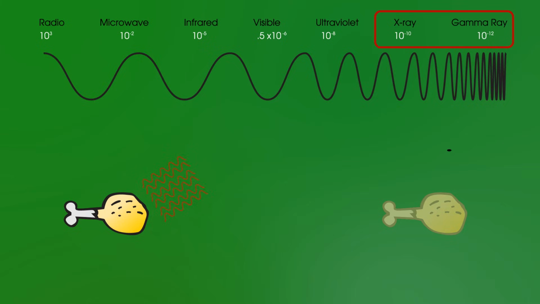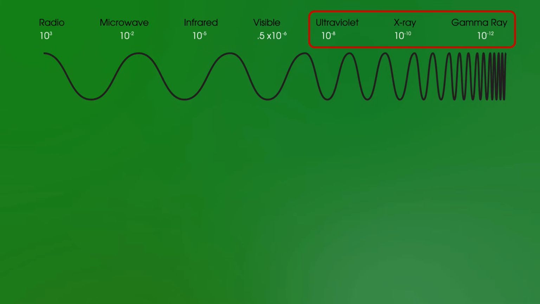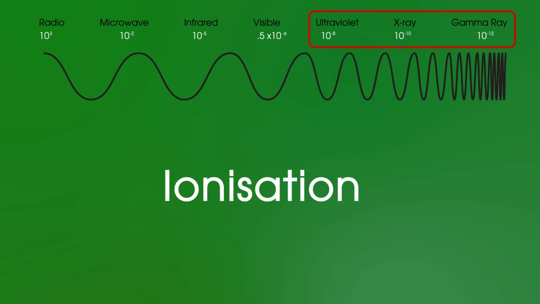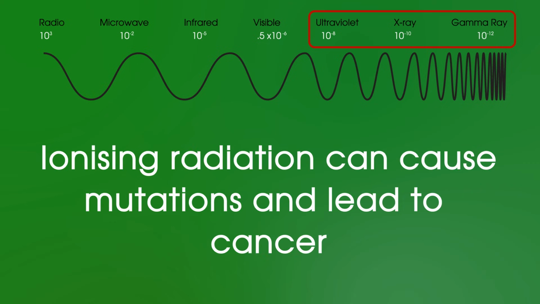Now, this is the high energy part of the spectrum, so there are dangers with using these. As you know, too much exposure to ultraviolet can cause skin cancer. Now, X-rays and gamma rays are even more dangerous, as they have enough energy to remove an electron from an atom, creating an ion. We call this ionization. And this can really damage cells and can actually kill them or cause mutations in them, leading to cancer. So exposure to high doses of X-rays and gamma rays really needs to be minimized.